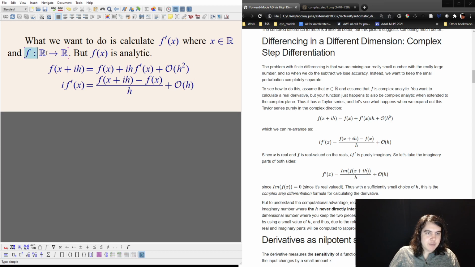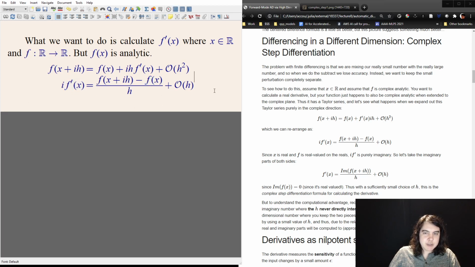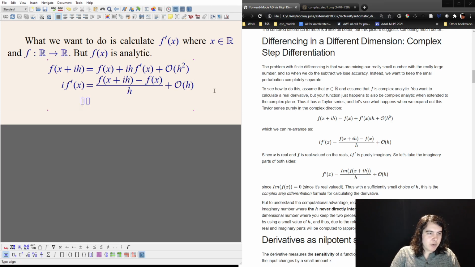Because f is a function from a real number to a real number, this means that this is a real number. Let's take the imaginary part of both sides. x is a real number, and this is a function from real numbers to real numbers, so f'(x) is a real number. So if we take the imaginary part of i times f'(x), the imaginary part is f'(x), because the real part is 0 as it's a real number multiplied by i. So that's the imaginary part there.